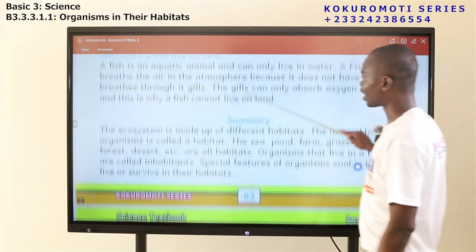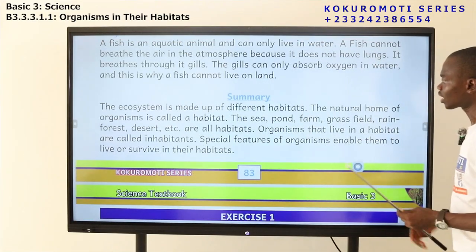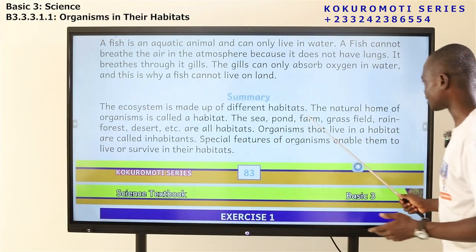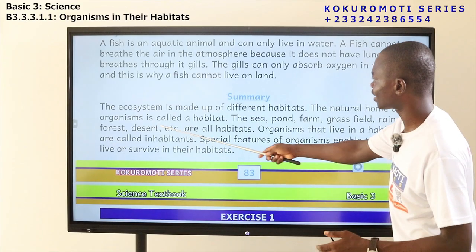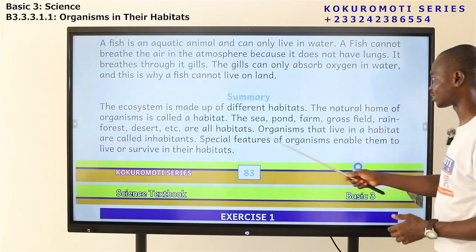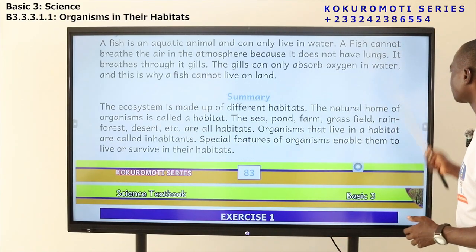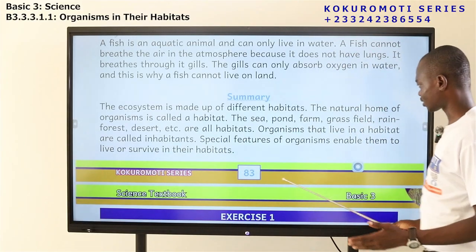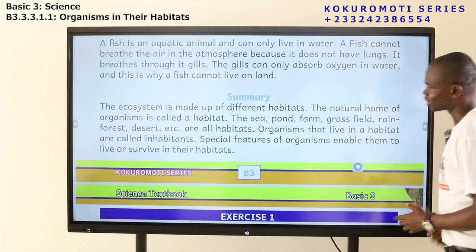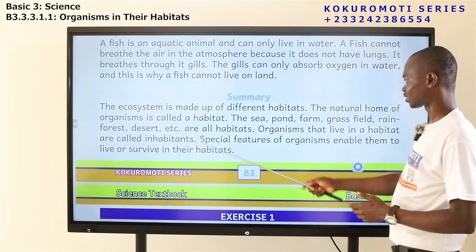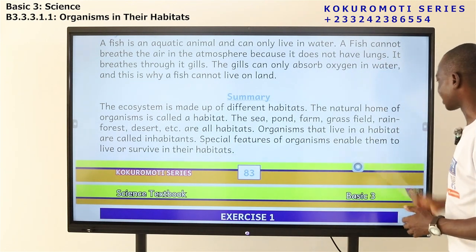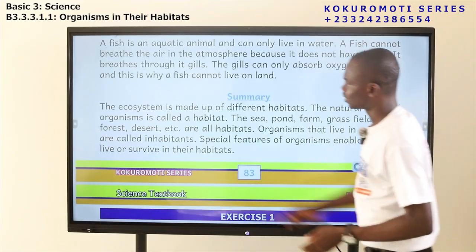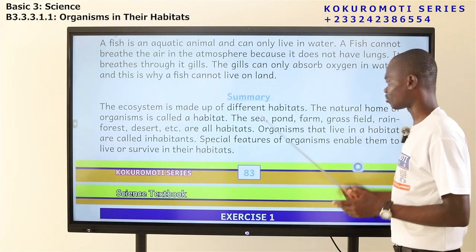Very good. Now, we are saying that an ecosystem is made up of different habitats. The natural home of organisms is called what? A habitat. The sea, pond, farm, grass field, rainforest, and deserts are all habitats. Organisms that live in the habitats are called inhabitants. Special features of organisms enable them to what? Live or survive in their habitat.